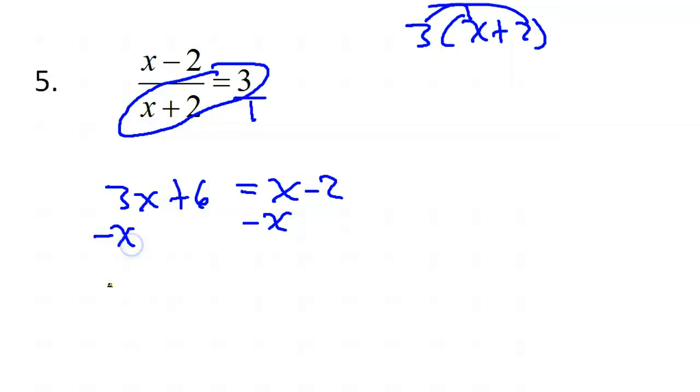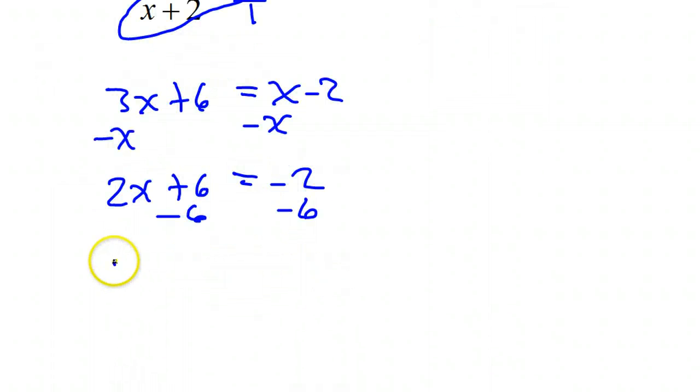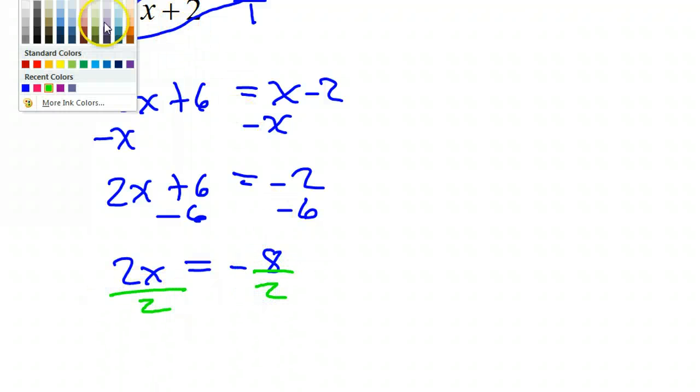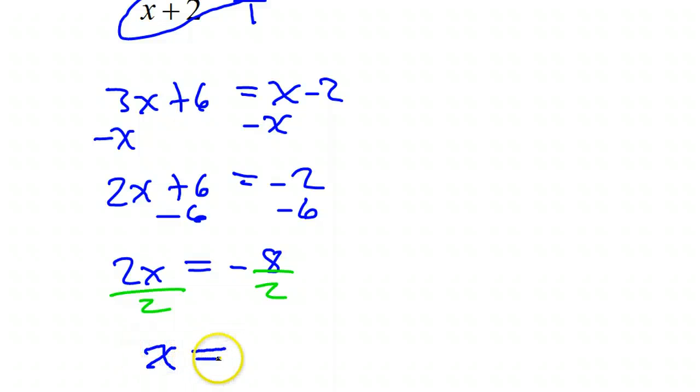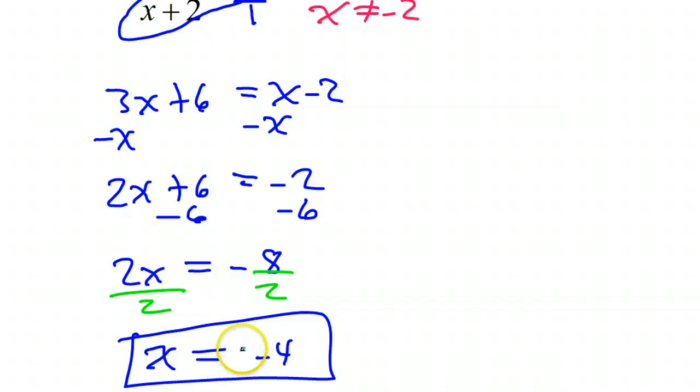Then I would subtract x from both sides. So I will have 2x plus 6 is equal to -2. Then subtract 6 from both sides. So that'll give me 2x is equal to -8. Then I will divide both sides by 2. And that will give me x is equal to -4. Now the restricted value here is that x cannot equal -2. Alright, so -4 is okay.